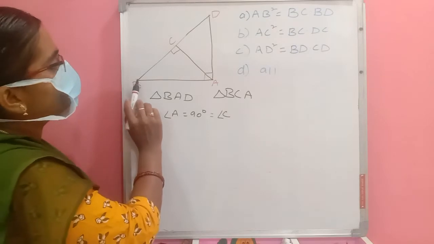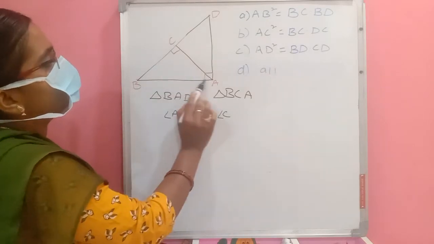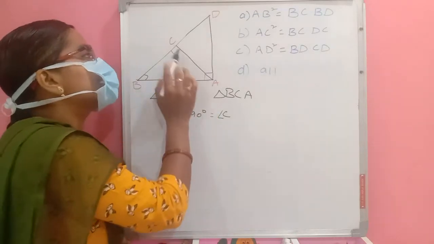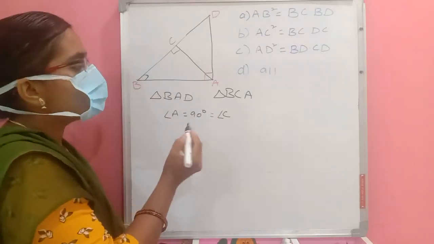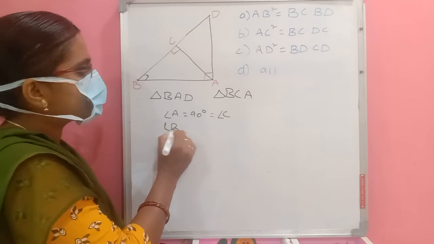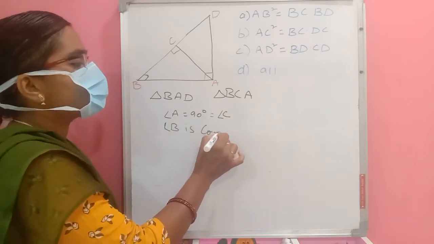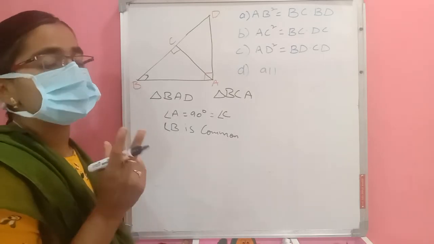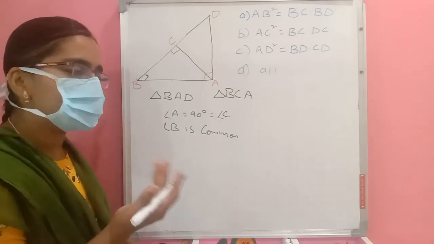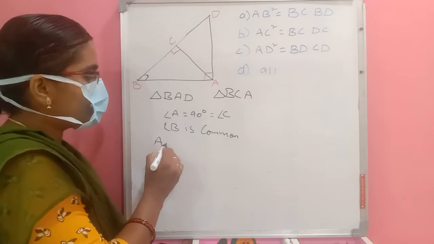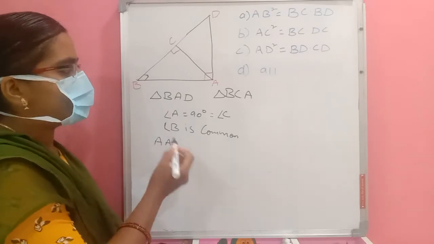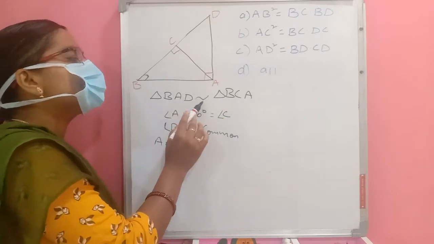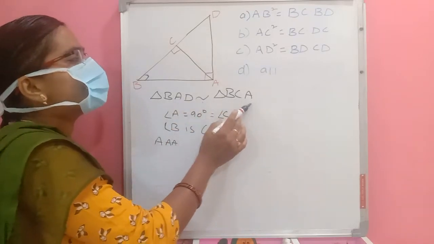Next, in triangle BAD one angle is B, and in triangle BCA also one angle is B. So angle B is common for both the triangles. Means two angles are equal. When two angles are equal, automatically the third angle is also equal. So according to the AA similarity criterion, triangle BAD is similar to triangle BCA.